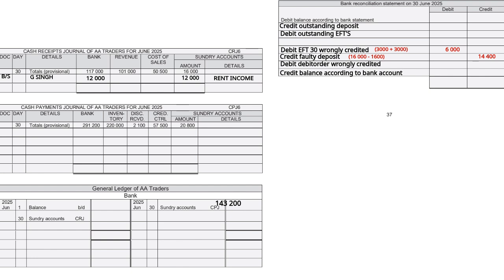Then number 4.4. The debit order on 25 June to TS Municipality is with regard to water and electricity. So we did not record our water and electricity in our cash payments journal. So our document is bank statement. Details is TS Municipality. It is 9,400 Rand in bank and 9,400 Rand in my sundries, and my details will be water and electricity.